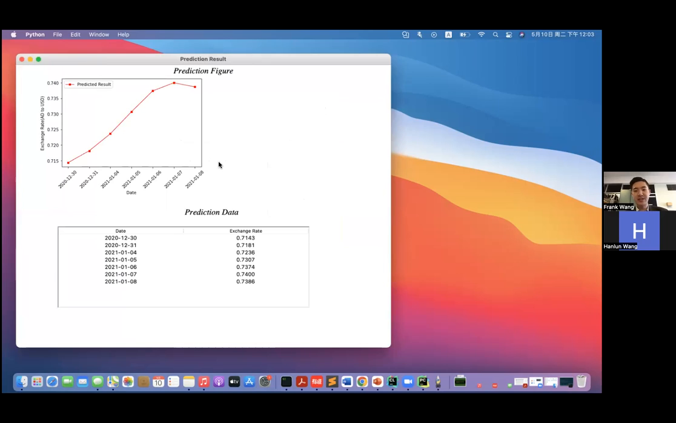And it gives you the prediction result, the output of the model, for the next seven days. This is the prediction result. You can see the figure and the data.